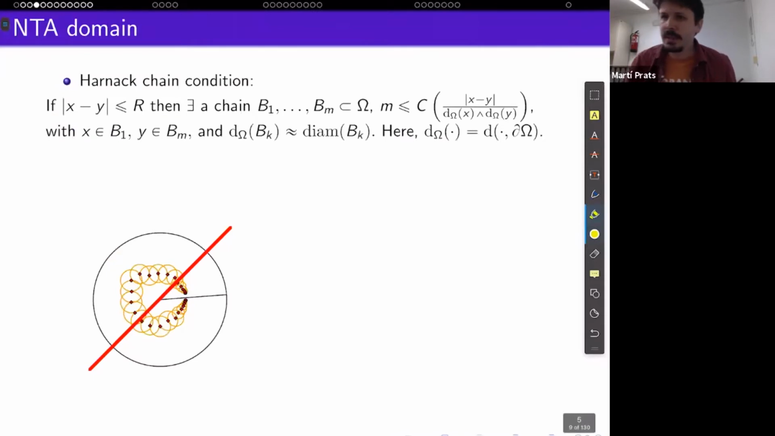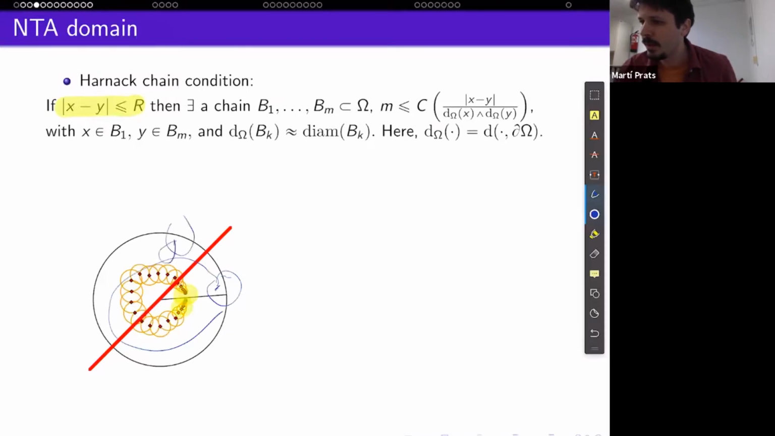So first, what is an NTA domain? Let's say first, what is a Harnack condition? We say that a domain satisfies the Harnack condition if every x and y in the domain that are close enough in a certain radius that is given, this is part of the information of being NTA, is putting one radius. So as long as you work in a certain radius, you should be able to perform this kind of construction. Here, maybe it's possible, maybe here it is not.